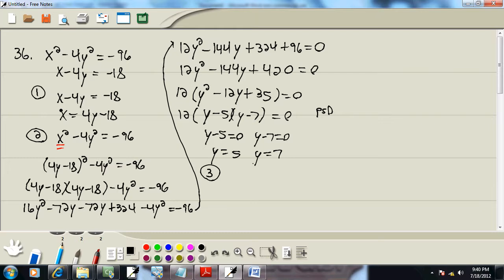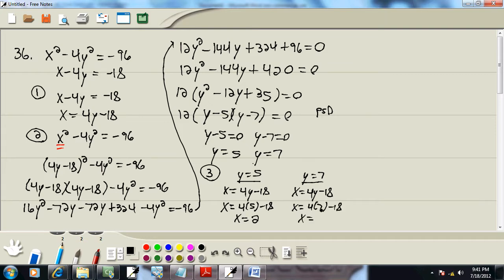Now step 3. We now want to plug that into the equation from step 1. So I got y is equal to 5 and I got y is equal to 7. And the equation from step 1 is already solved for x, so that's a perfect place to plug it into. So we got x is equal to 4 times 5 minus 18. 4 times 5 is 20. 20 minus 18 is 2. And on this one, we got 4 times 7 minus 18. Well, 4 times 7 is 28. Minus 18 gives us 10. So our two answers would be (2, 5) and (10, 7).